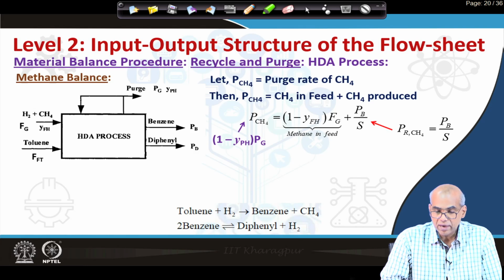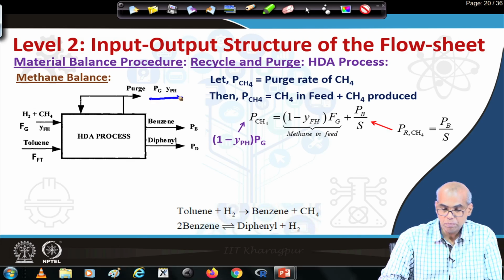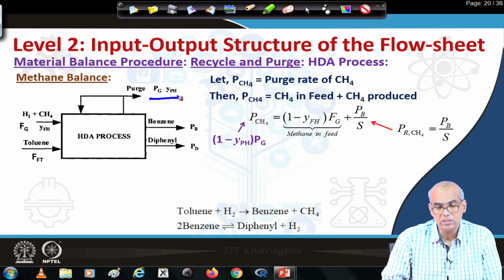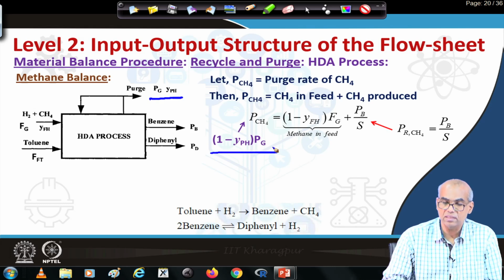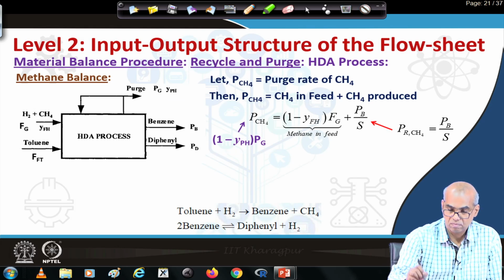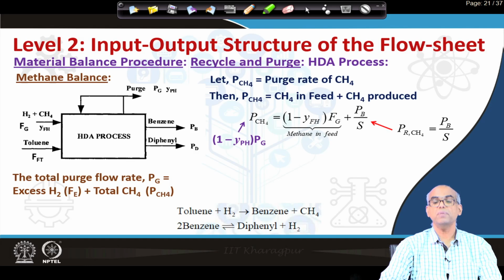Note that this methane flow in the purge will be the mole fraction of methane in the purge stream multiplied by Pg. If YPH is the mole fraction of hydrogen in the purge stream, 1 minus YPH will be the mole fraction of methane in the purge stream. So, the total purge flow rate Pg will be equal to excess hydrogen Fe plus total methane PCH4.